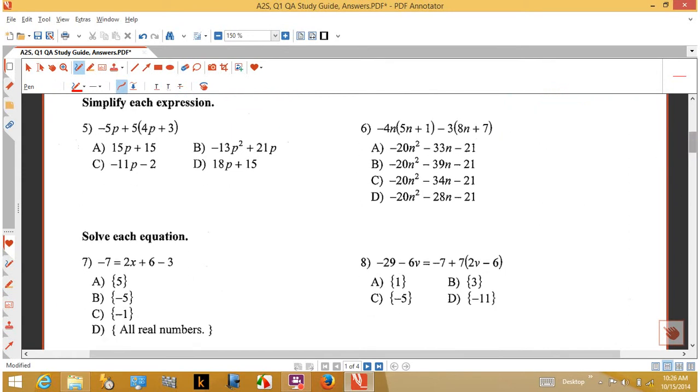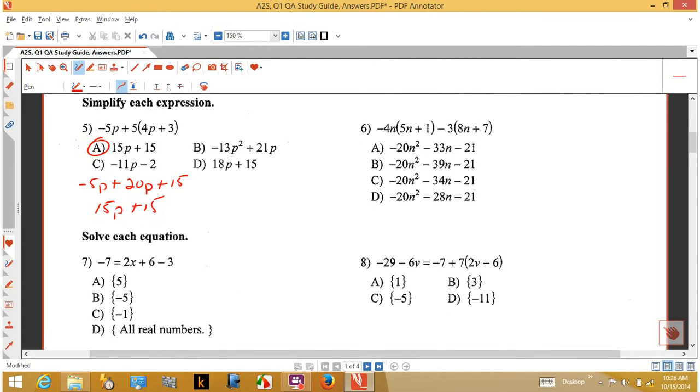Okay, simplify. I'm going to have a minus 5p. Now, plus, let's take the 5 and multiply it by the 4. That would be 20p. 5 times the 3 would be plus 15. My like terms will combine, so a negative 5p plus 20p, that's 15p plus 15.